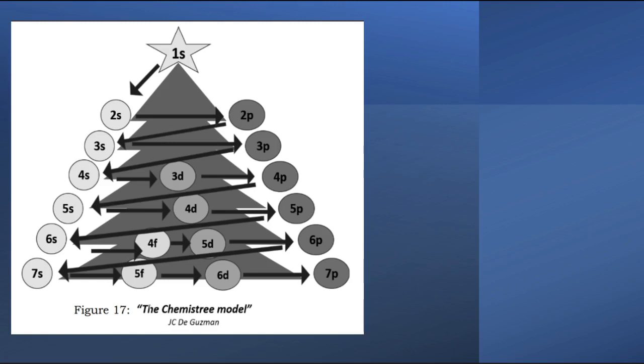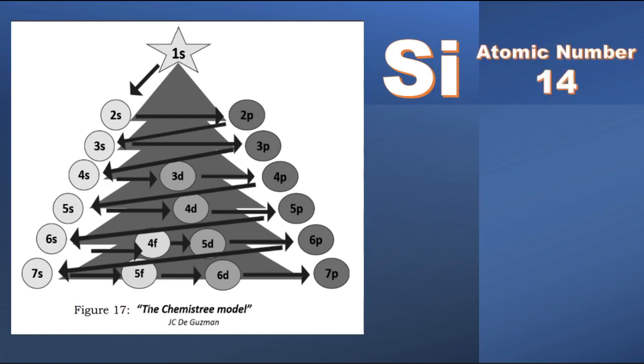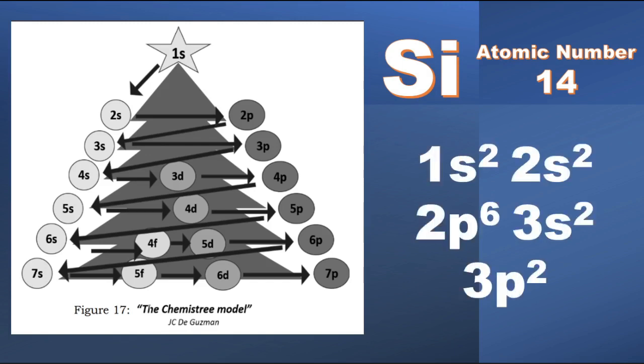Now, let's have an example. For example, Si or silicon. In the periodic table, the atomic number of silicon is 14. Now, what is the electronic configuration of this element using the long method? We will use this chemistry model or Christmas tree model. Alright. I will show you the answer first. The answer is 1s2, 2s2, 2p6, 3s2, 3p2.